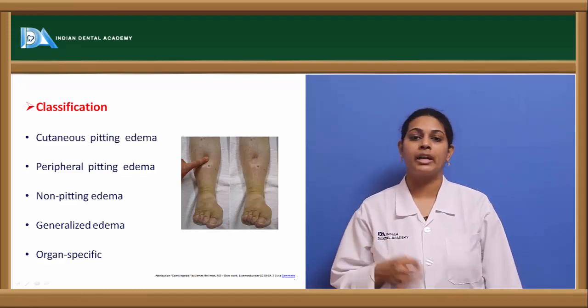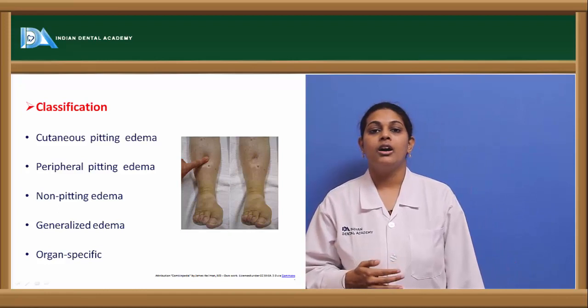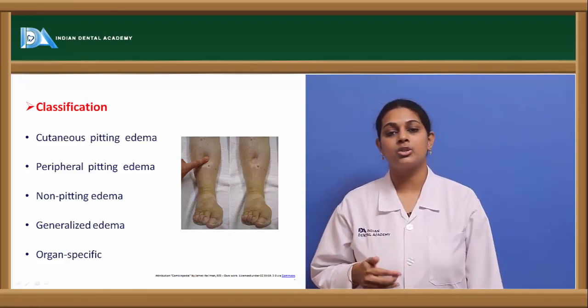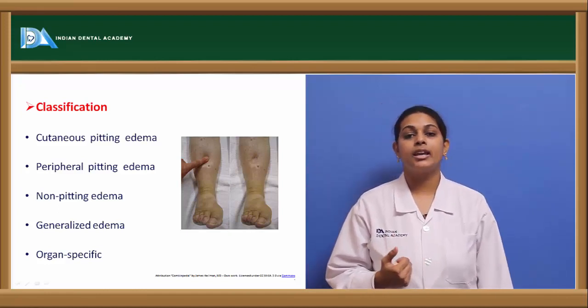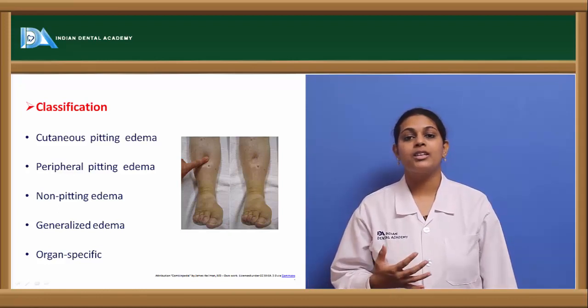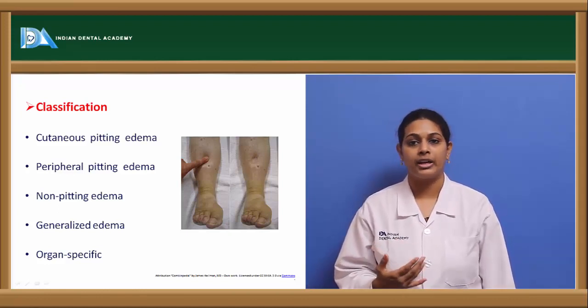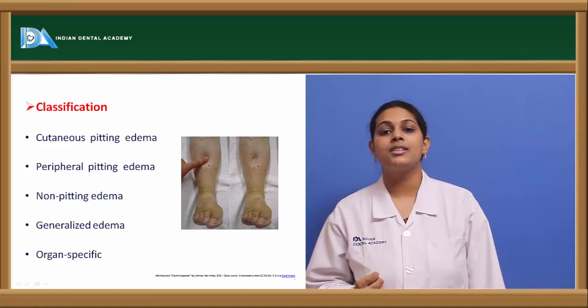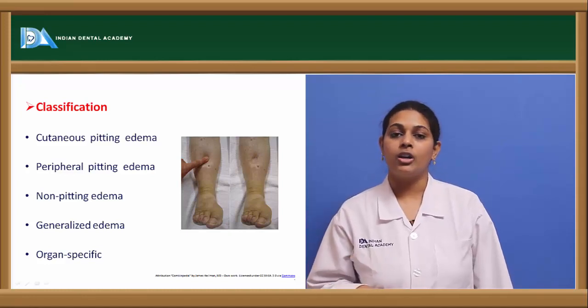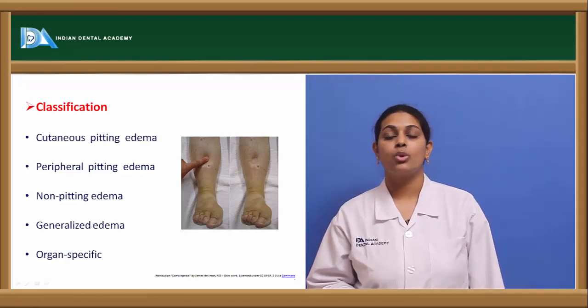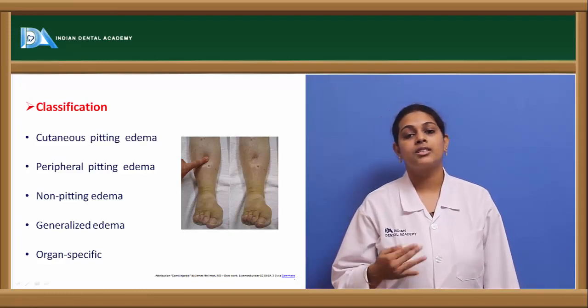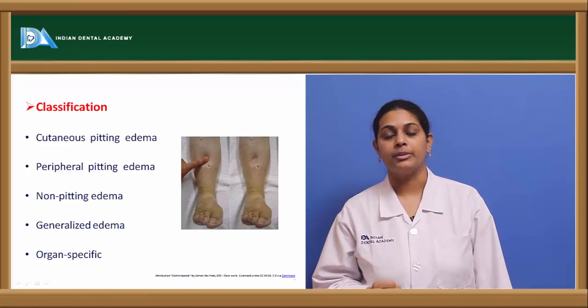This is known as pitting edema, and when it is seen associated with the cutaneous tissues, it is known as cutaneous pitting edema. When it is seen associated with the extremities, it is known as peripheral pitting edema. Non-pitting edema is an edema where, even in spite of application of pressure to the area of edematous tissue, no depression is formed. Then this condition is known as non-pitting edema.